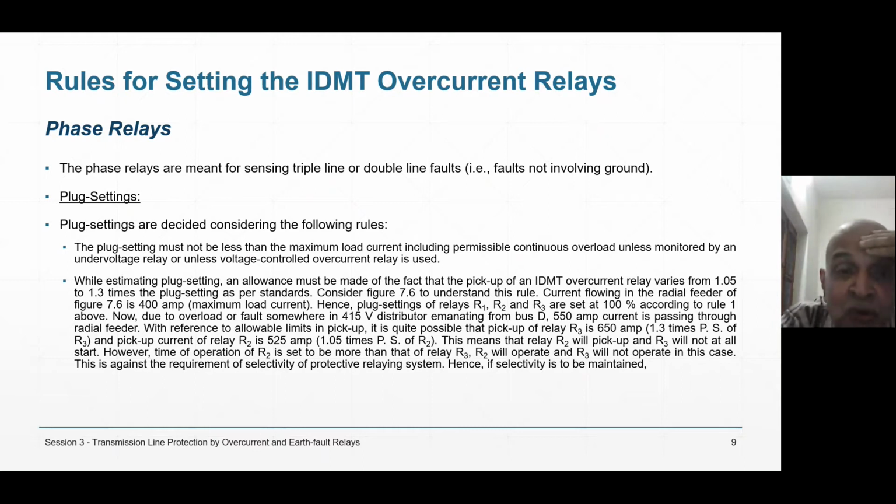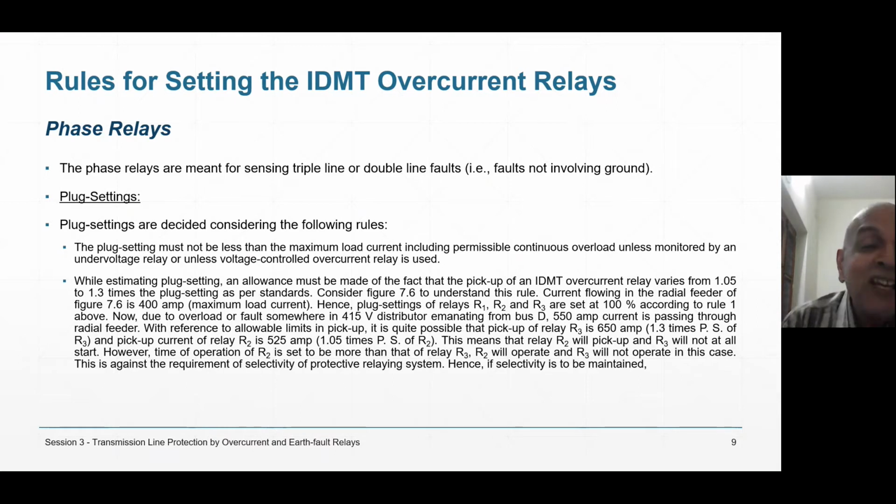But when you say threshold, it does not operate at that point. Then at what point does it operate? Say I have set at 1 ampere. So at 2 ampere it will certainly operate, 3 ampere it will certainly operate. It's not so; I have to decide something. So IS has decided that relay must start operating from 1.05 to 1.3 times the plug setting.